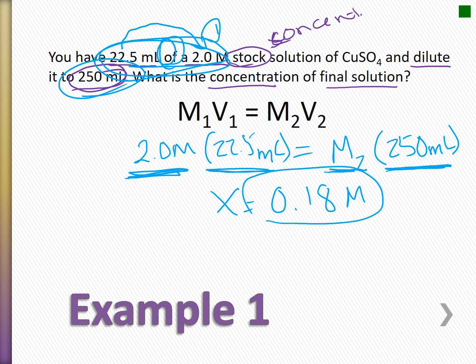Okay, it should go down. And does it go down? Yes, it started at 2 and it went down to 0.18. So that makes sense because all I'm doing is adding more water. So I'm making a more dilute solution of my CuSO4.